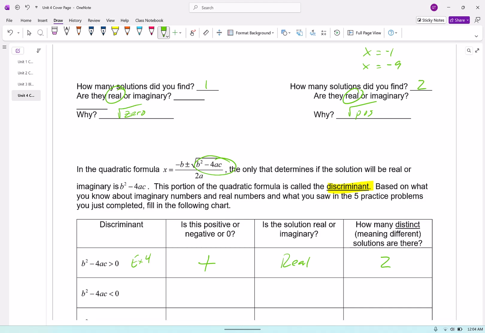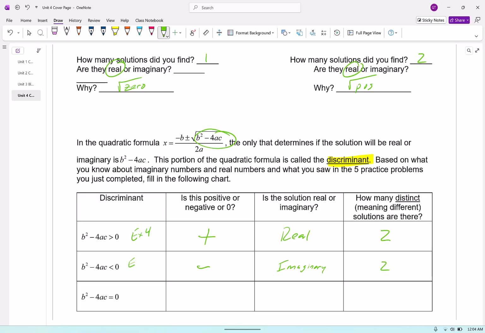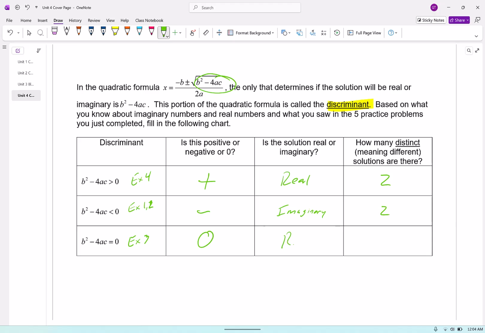Now, if it is less than 0, meaning I have a negative value, then I'm going to have i's in there, which means I'm going to have imaginary solutions, but I still have 2. This is example 1 and 2. But if I end up getting 0, which is example 3, then I'm going to have a real solution, but I'm only going to have 1.